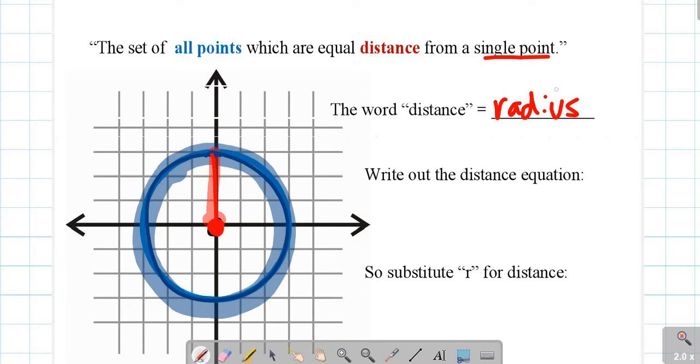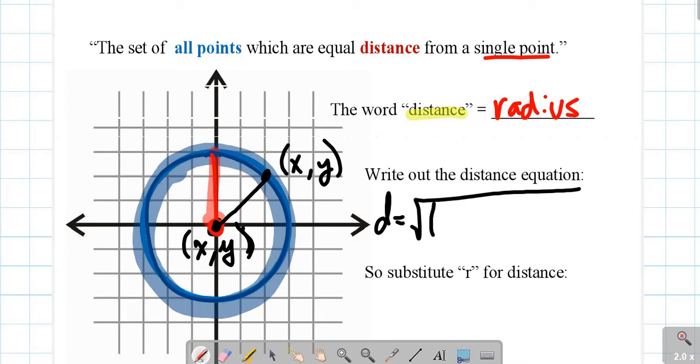So the circle equation is based off the distance equation. So if I had 2 points, okay, if I had a point here on the circle, we'll just call it XY, and then a point here, we'll call that XY from a single point. The distance equation here would be, if we wanted to find the distance, we'd say distance equals giant square root, subtract the x's squared, subtract the y's squared. Hopefully you've seen that before.